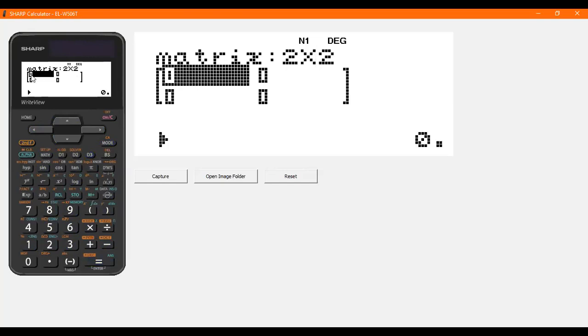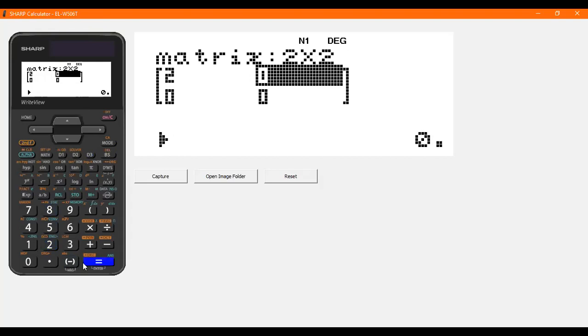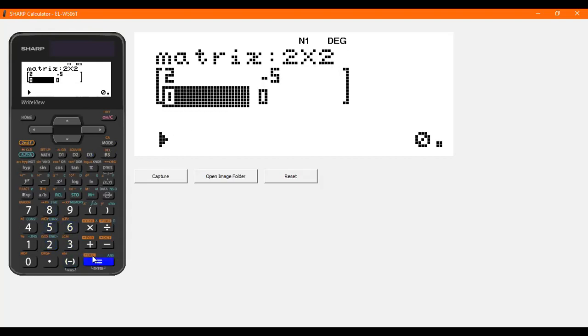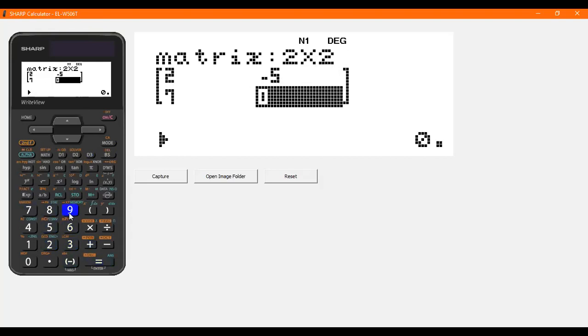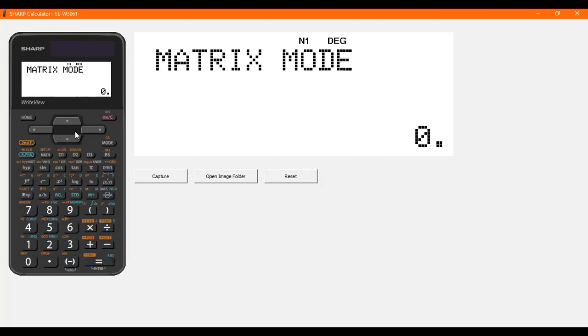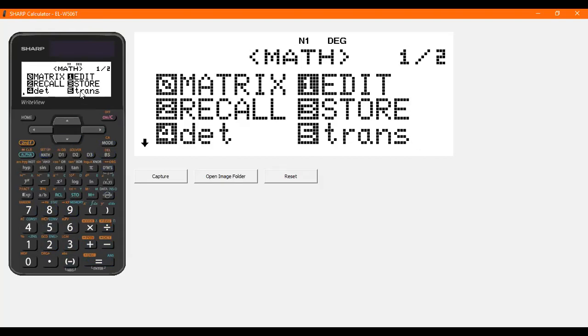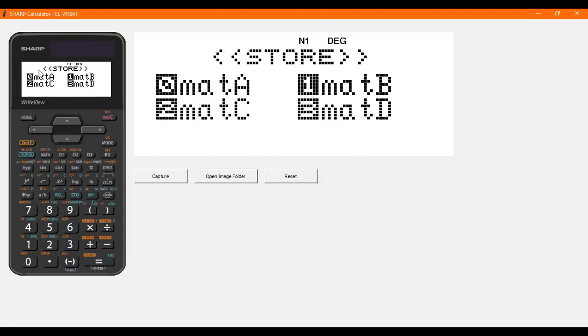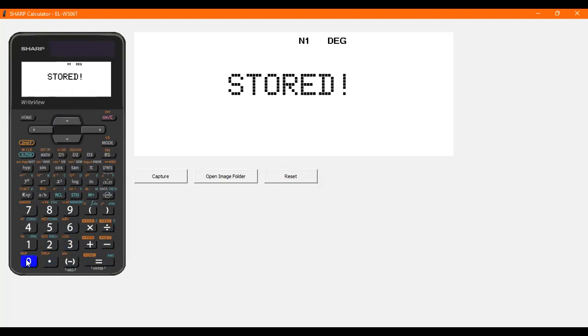Then when you type in your matrix, it goes left to right and then top to bottom, like you're reading. So if our values are 2 and -5 and 7 and 8, once we've typed in all our values, obviously you press equals after each value. We now want to store the matrix into the calculator. So to do that, we press math and 3 for store, and we can just choose matrix A.